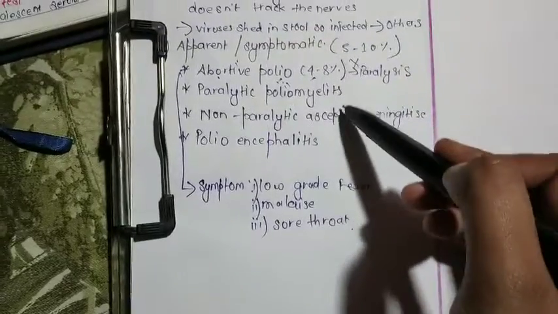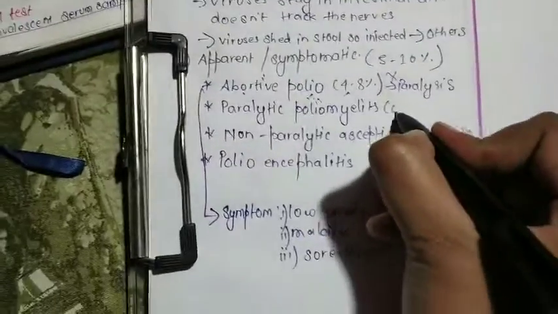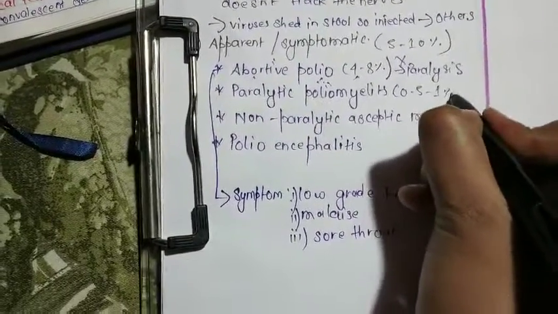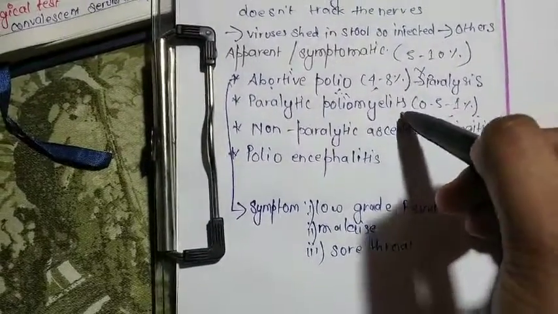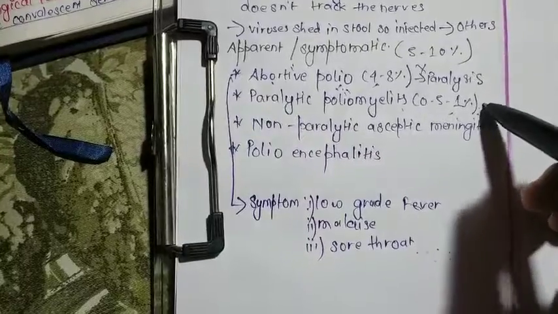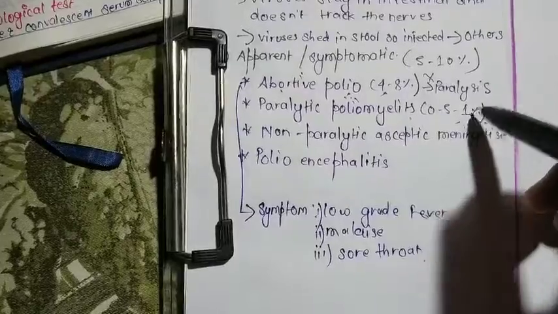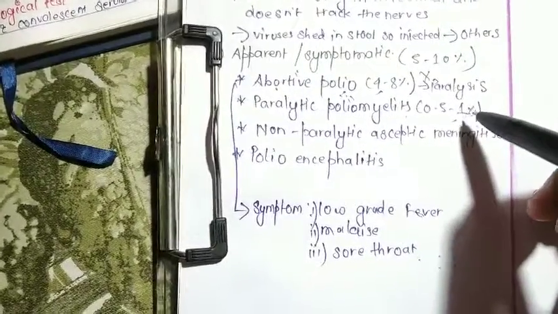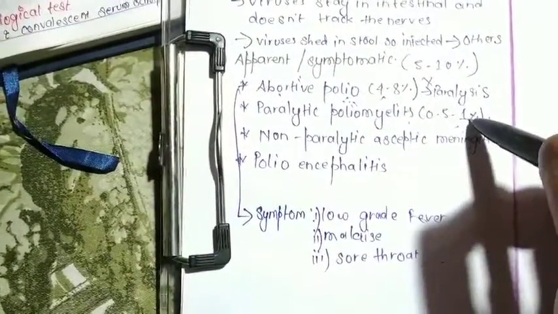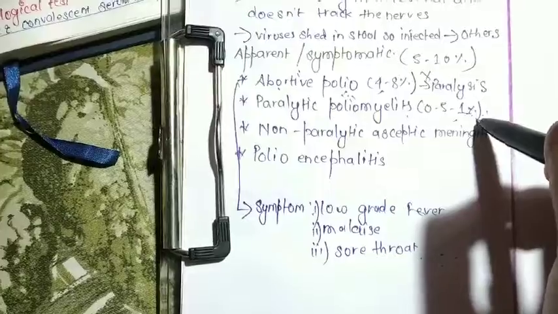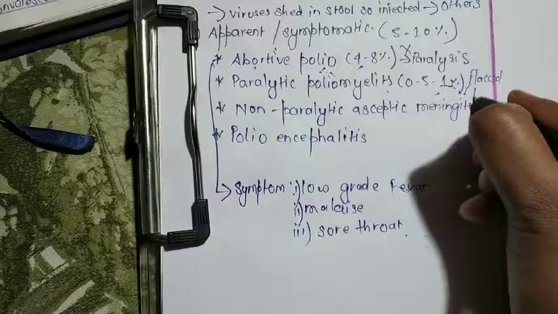Now we will see paralytic poliomyelitis. We can see this in 0.5 to 1% of infections, and it occurs in 2 phases. The minor phase is the same as abortive polio, and the major phase has muscle pain, spasm, and return of fever. The fever will go and come, but this will be followed by the rapid onset of flaccid paralysis.